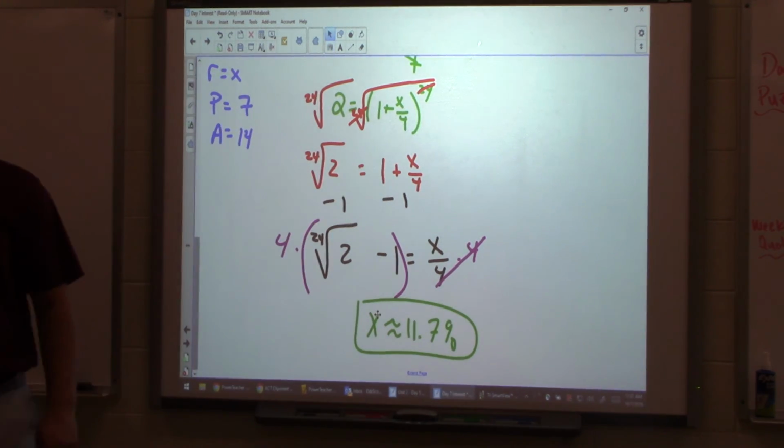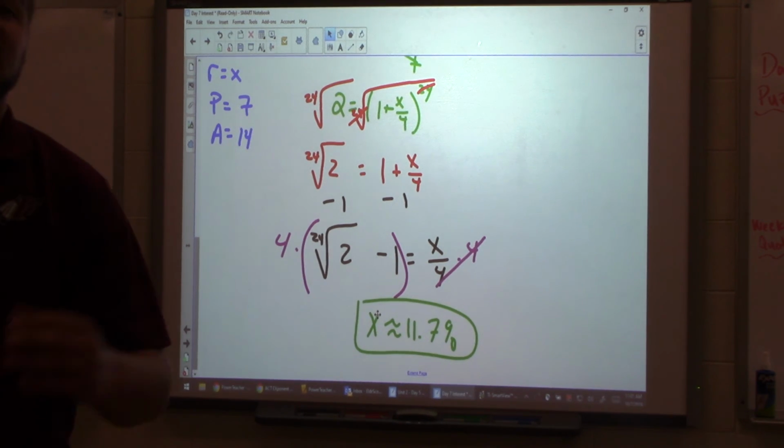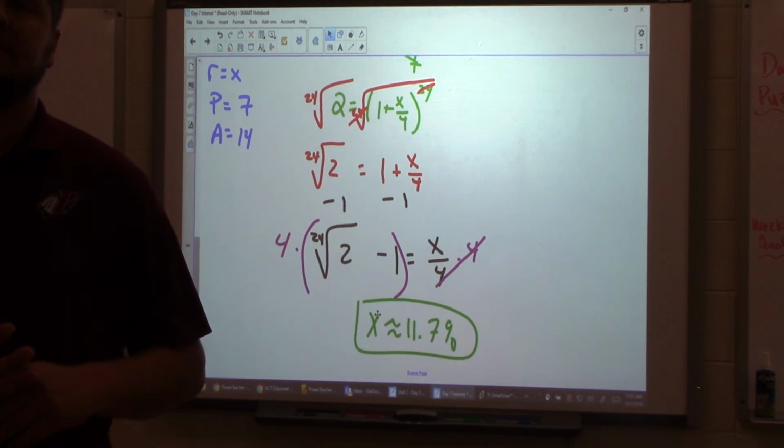Any questions? So you may not just be plugging it into the formula. It may be that we have to solve for the rate, or we have to solve for the principal. We will never have to solve for the time, though.